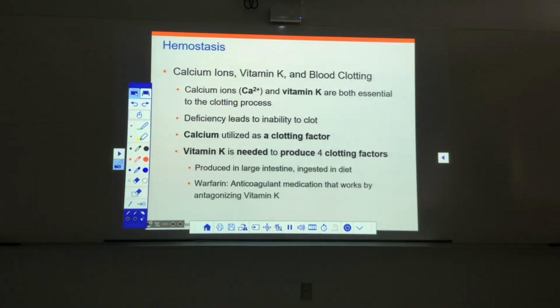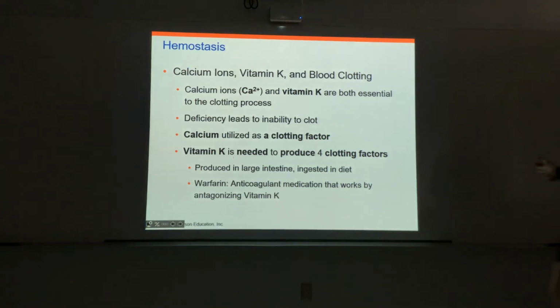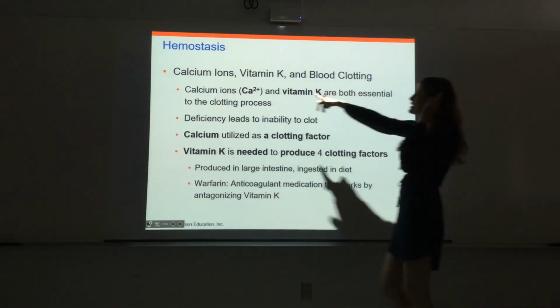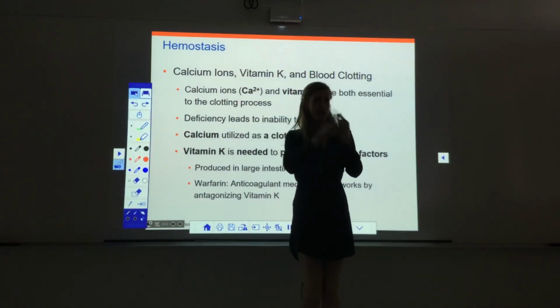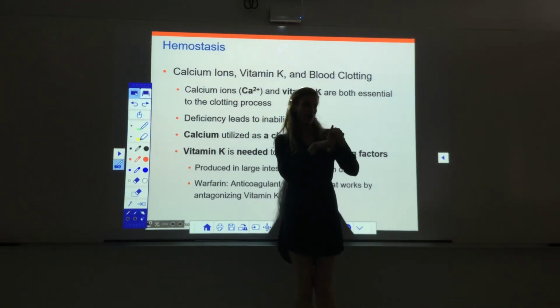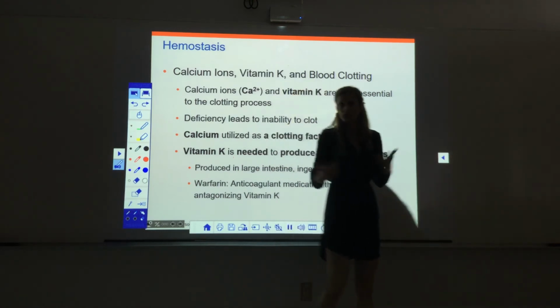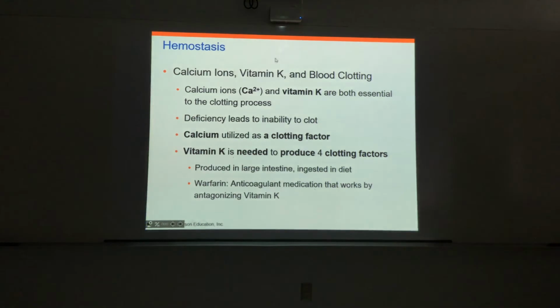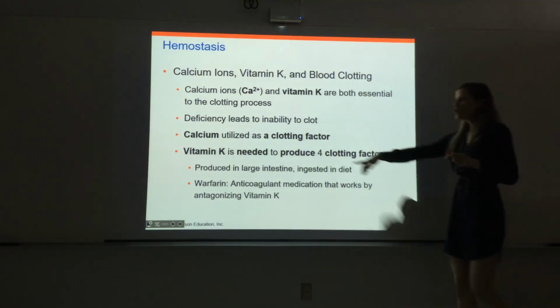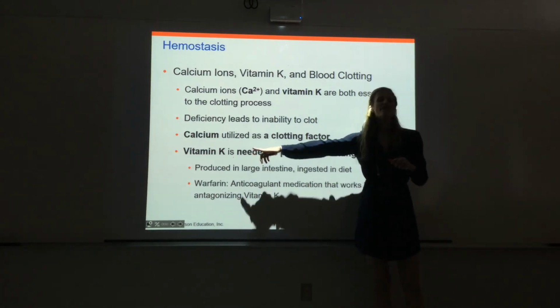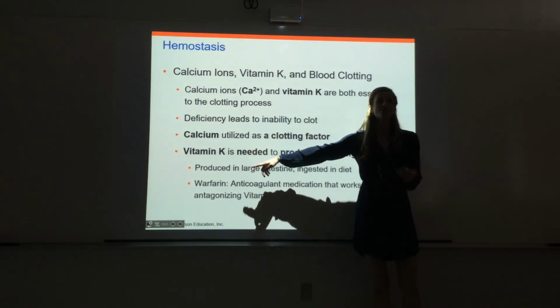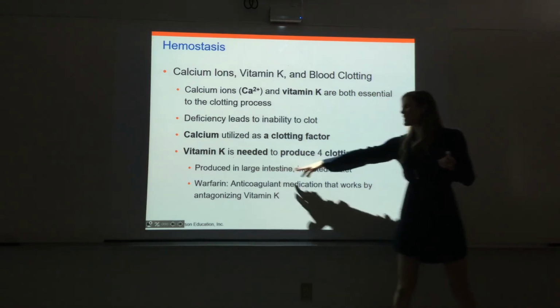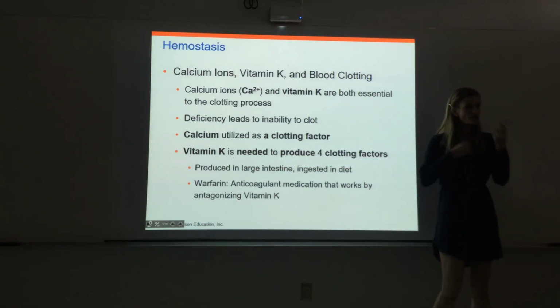So last thing, your diet can affect your ability to form clots. We need calcium ions, remember, in both the extrinsic and intrinsic pathway. They act as clotting factors, so you have to have enough calcium. You also need vitamin K. Vitamin K is necessary for us to make some of our clotting factors. So if you don't have vitamin K, you're unable to make some of your clotting factors. Vitamin K is produced in the intestine, but we also ingest it.